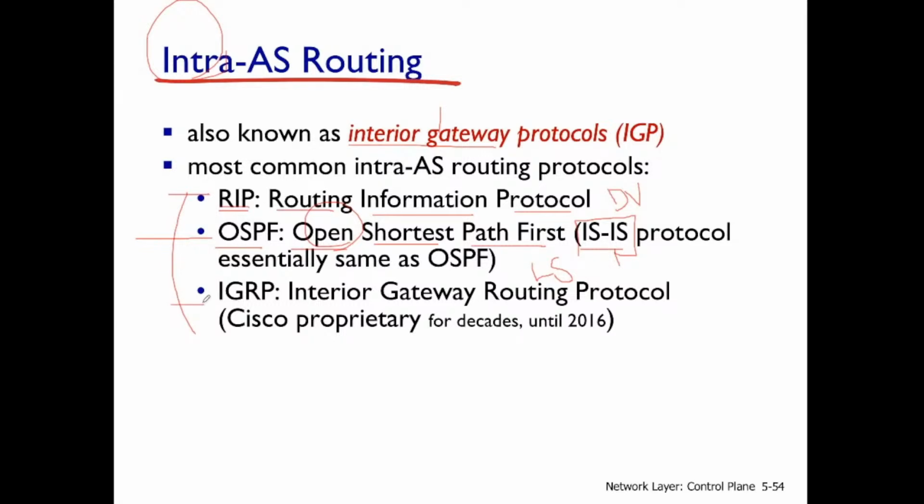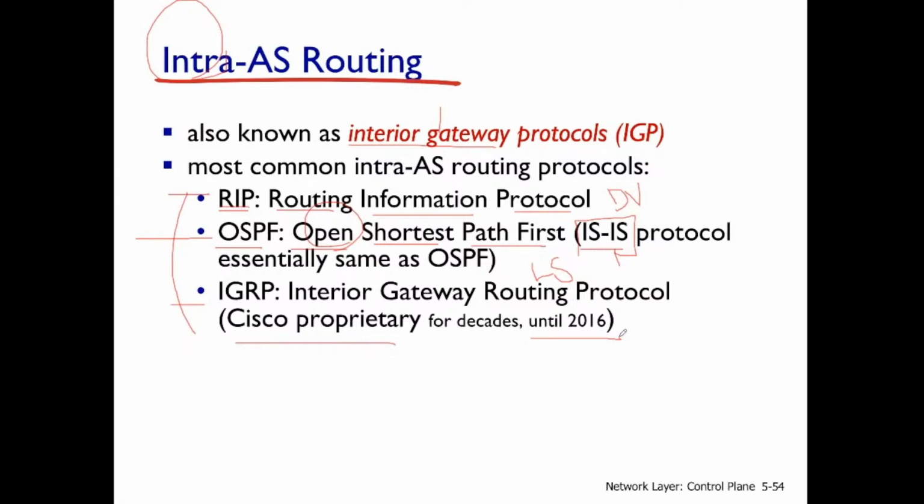OSPF borrows much of its design principles from ISIS. The third one is IGRP, Interior Gateway Routing Protocol. Now, this one is completely closed. It's Cisco proprietary. It came with Cisco routers, but it was only maintained until 2016, and is obsolete afterwards.